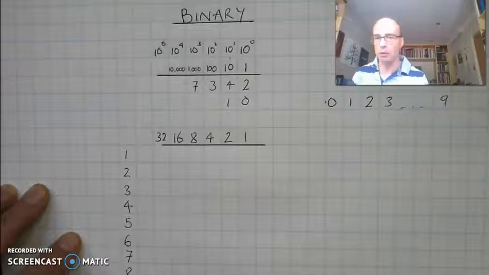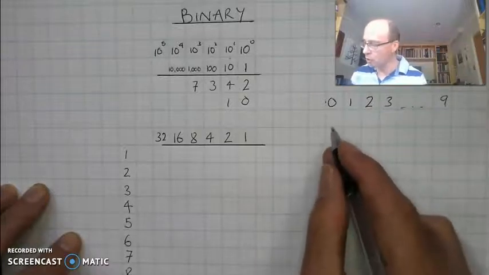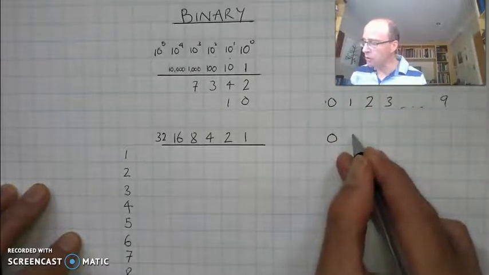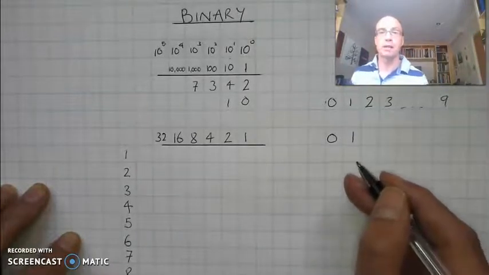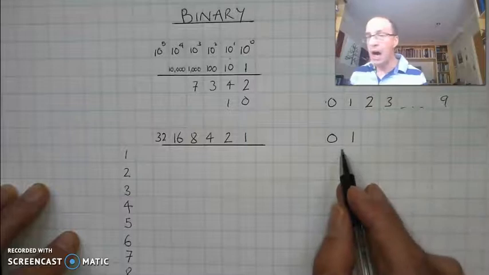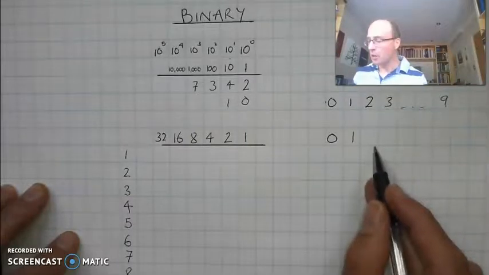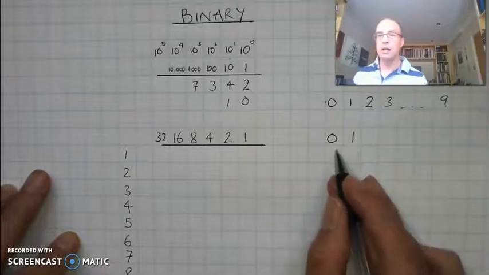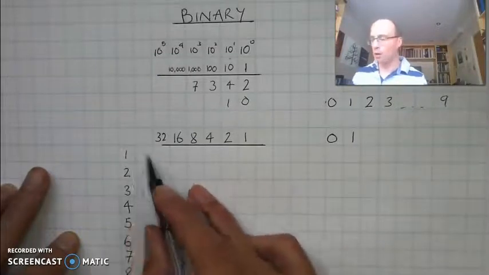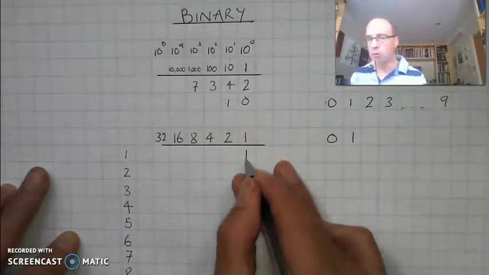Right, let's have a look at binary. This time I am stuck with the digits 0 and 1. Off or on, sometimes we think about it in computing terms. I can't use anything else. So if I look at my first column, my number 0, well that's just 0. If I want to write my number 1, I can write 1.